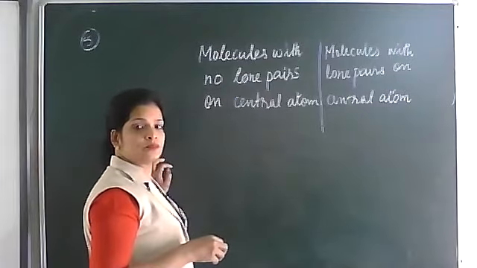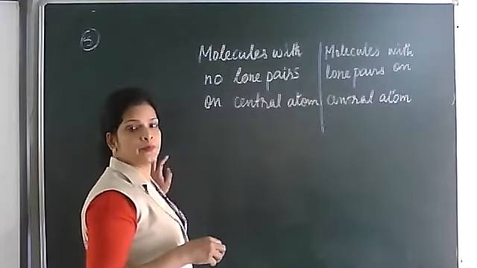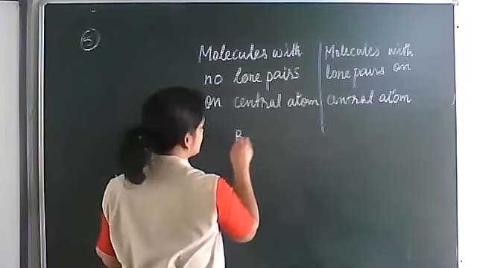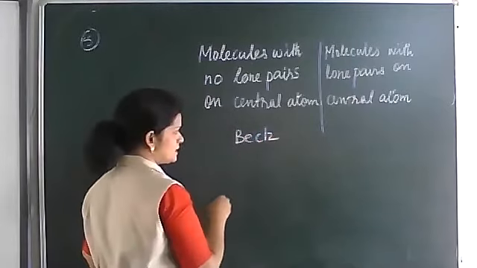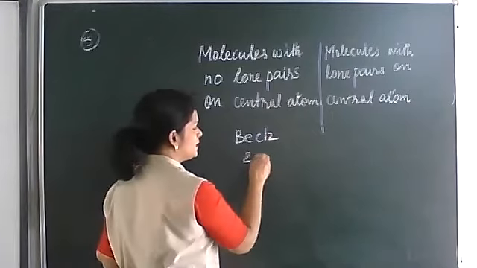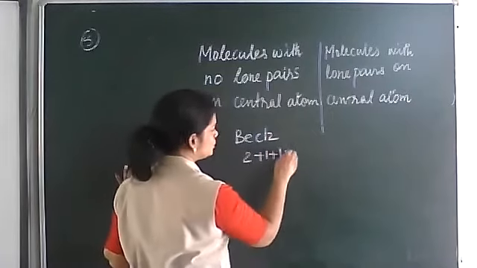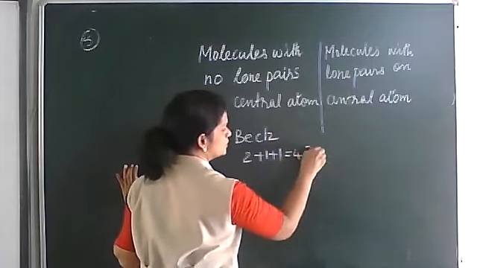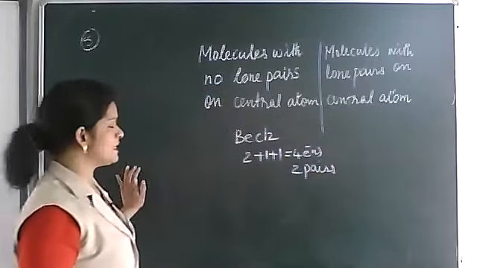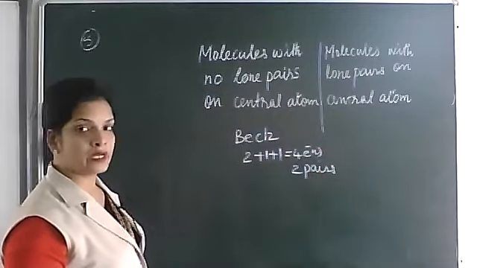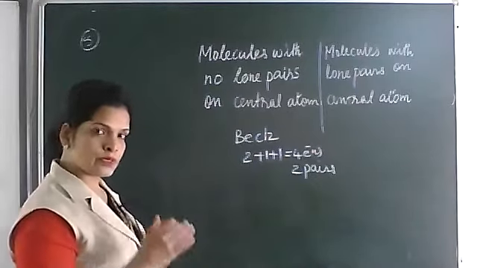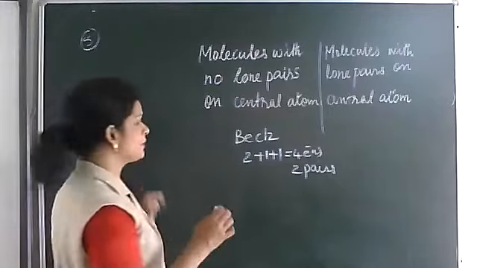So let's see first the molecules with no lone pairs on the central atom. Example, yesterday we saw BeCl2. BeCl2: two electrons in the valence shell of beryllium and one from each chlorine, so altogether 4 electrons. That means 2 pairs. 2 pairs will be standing around this beryllium in a linear way with maximum repulsion, meaning to minimize the repulsion, they stay far apart.